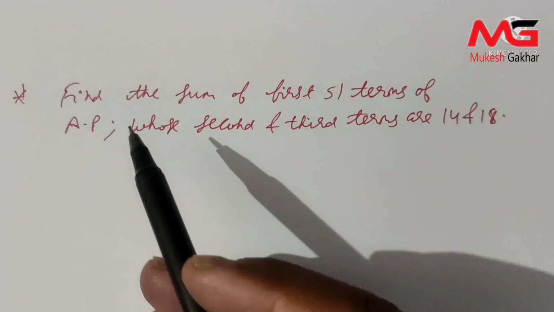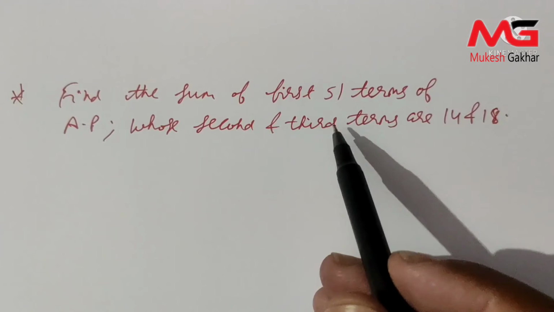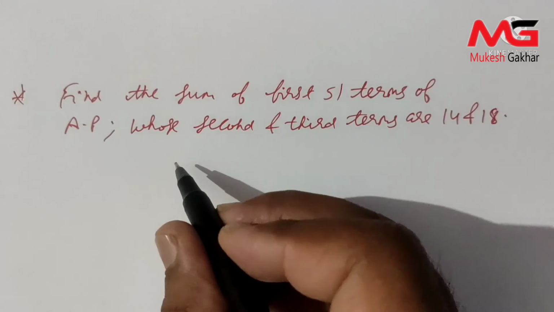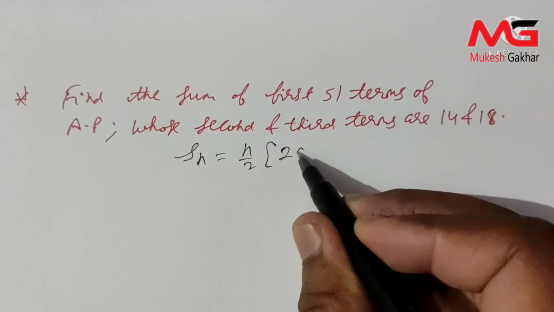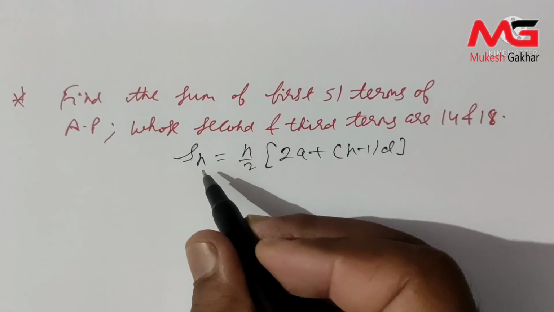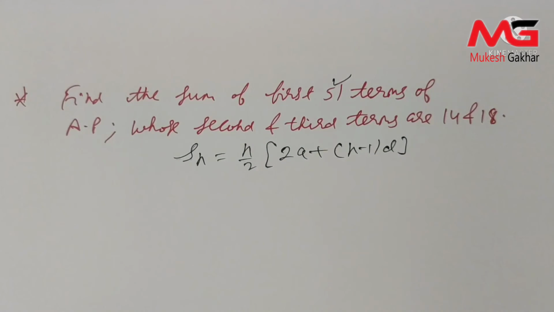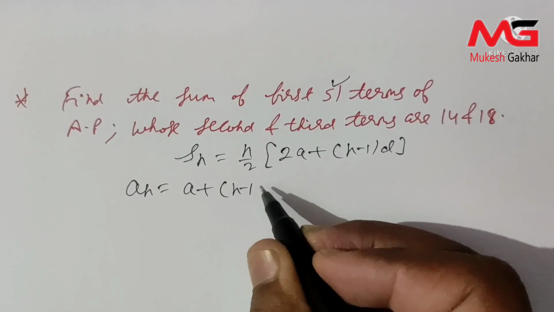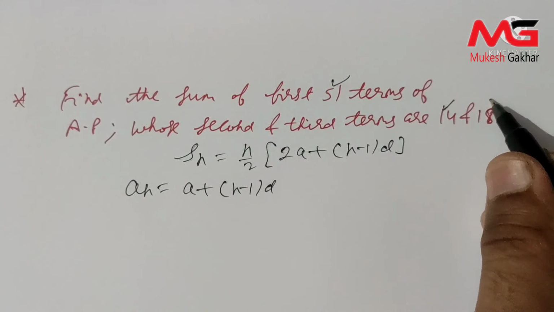Now the next one is find the sum of the first 51 terms of an AP whose second and third terms are 14 and 18. For this we have to learn this formula, the Sn formula. Sn is equal to n by 2, 2a plus n minus 1 into d. Sn is the sum of n terms. We have to find the sum of 51 terms. We will use at first this formula, an is equal to a plus n minus 1 into d, because we are having the second and third terms. The second term is 14 and the third term is 18.